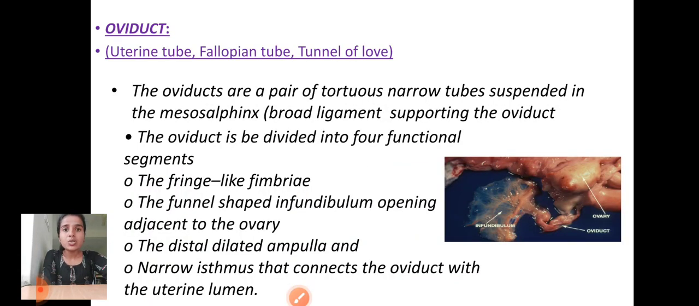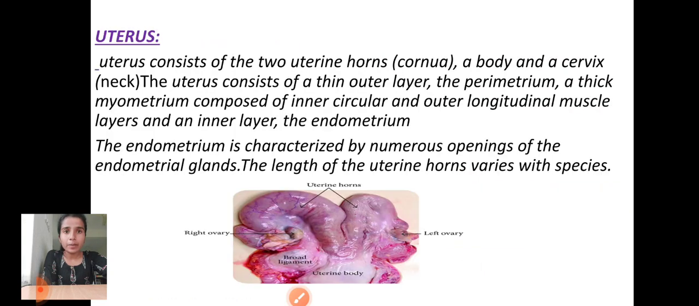Oviduct. It is also called the uterine tube, fallopian tube, or the tunnel of love. The oviducts are a pair of tortuous narrow tubes suspended in the mesosalpinx, which is the broad ligament supporting the oviduct. The oviduct is divided into four functional segments: the fringe-like fimbriae, the funnel-shaped infundibulum, the distal dilated ampulla, and the narrow isthmus that connects the oviduct with the uterine lumen.